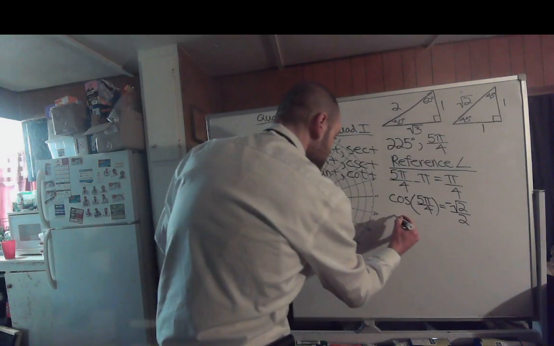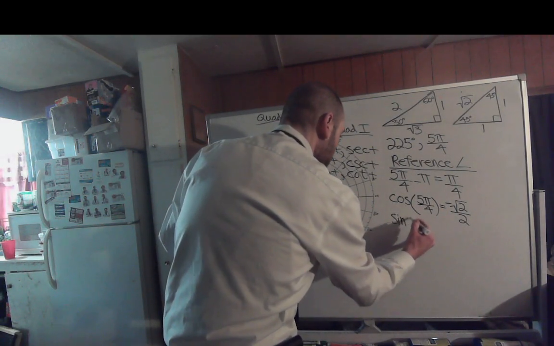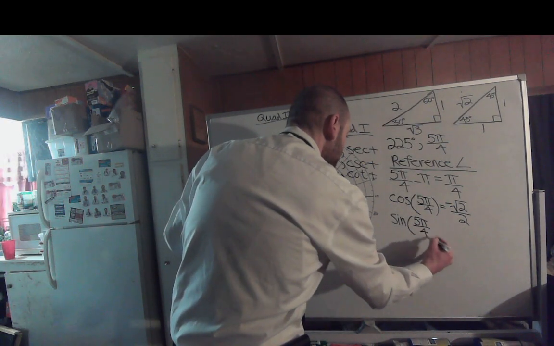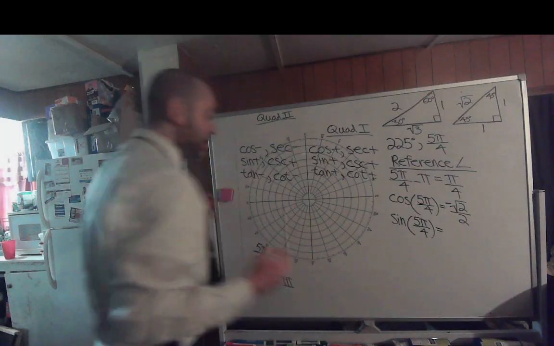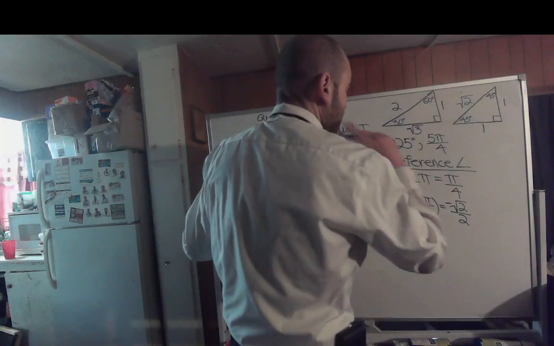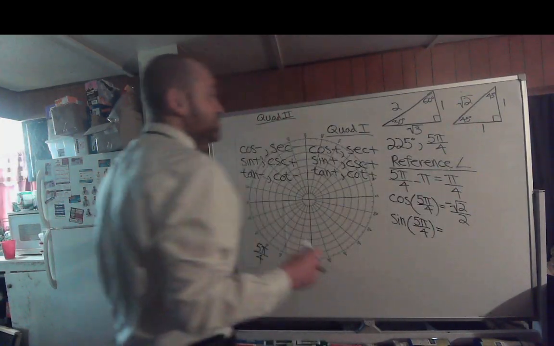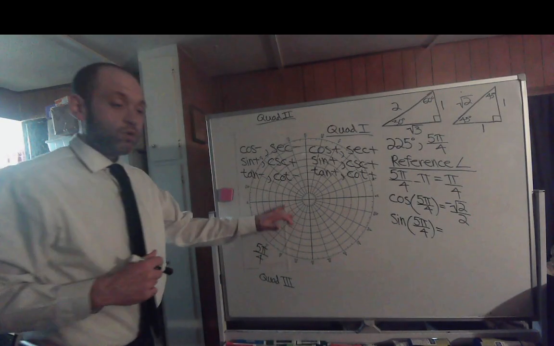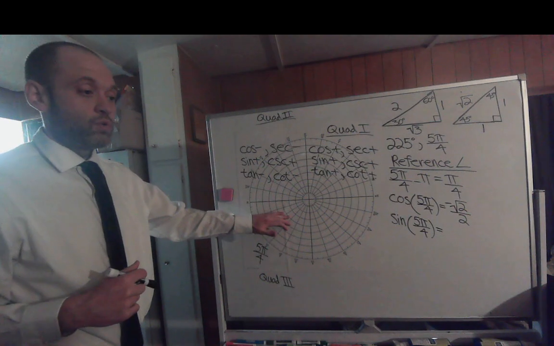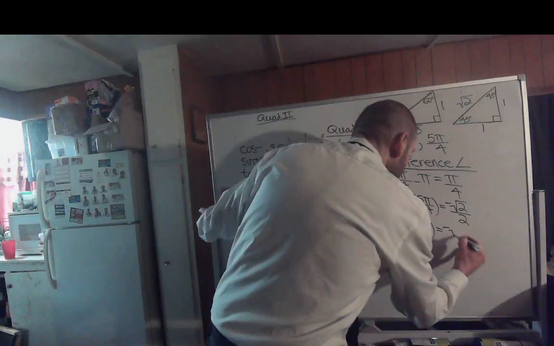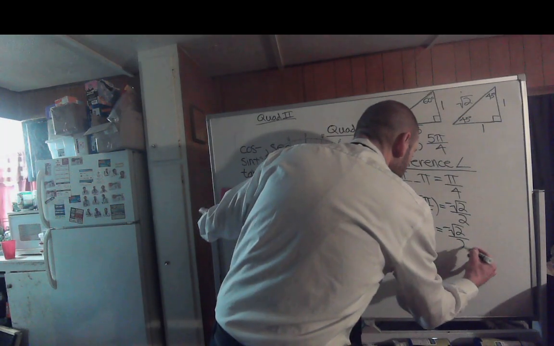Now what about the sine of 5 pi over 4? Again, it's going to be opposite over hypotenuse, so that'd be square root of 2 over 2, but your y-coordinate is also negative in the third quadrant, which means your sine is also negative. So that'd be negative square root of 2 over 2.